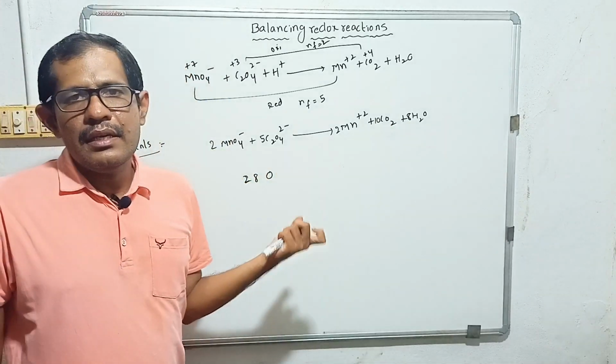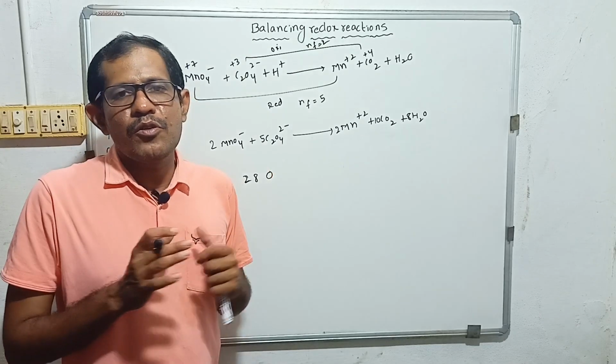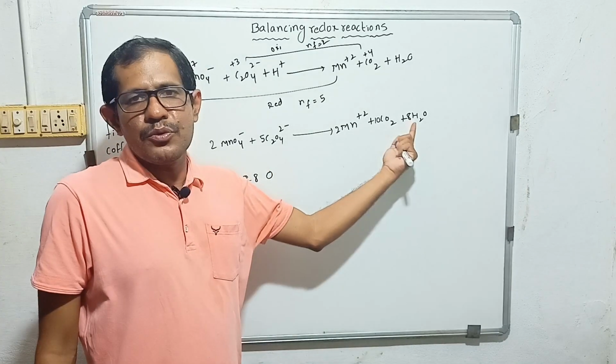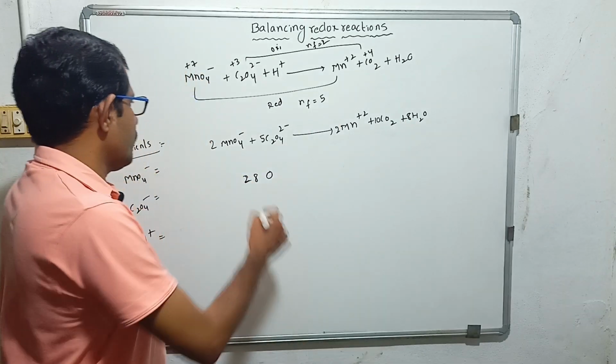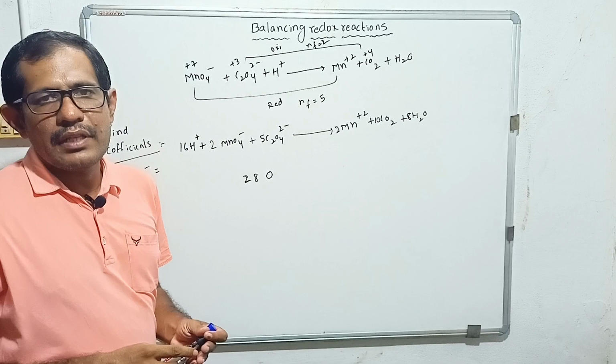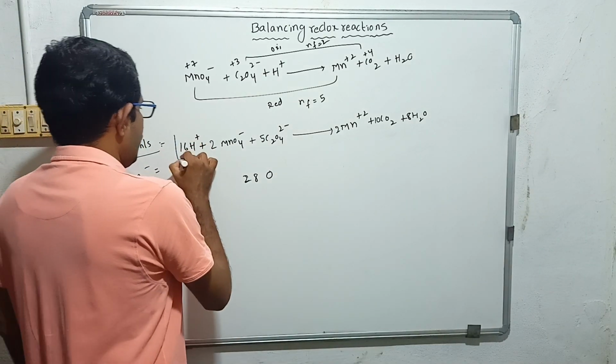Now we need to balance the hydrogen atoms. If you balance hydrogen atoms, so 8 H2O over here, so here 16 H plus will come. Right? So in such a way we can balance.